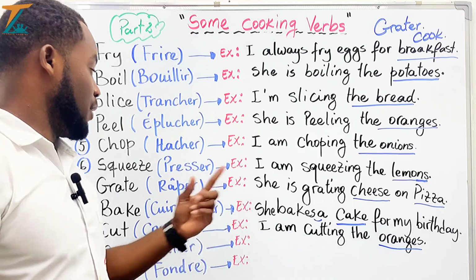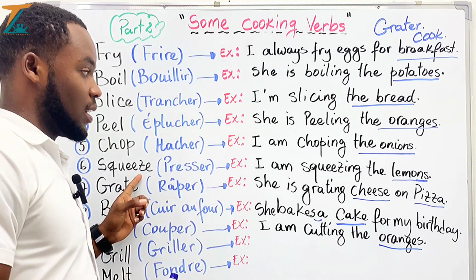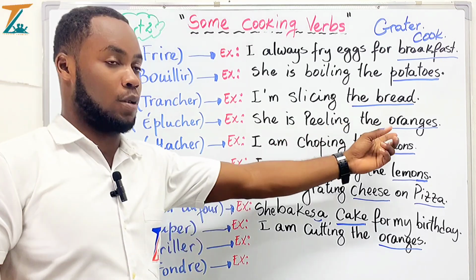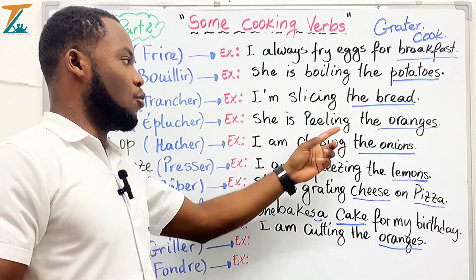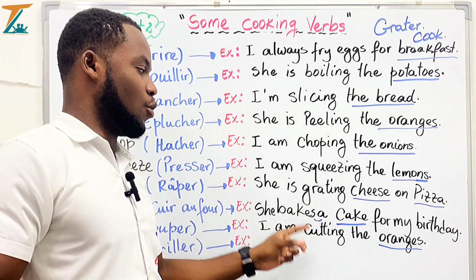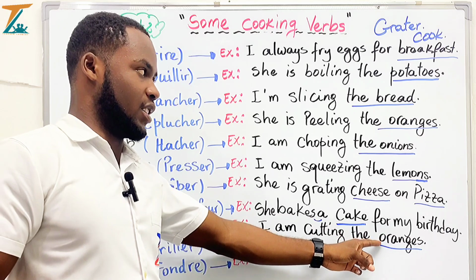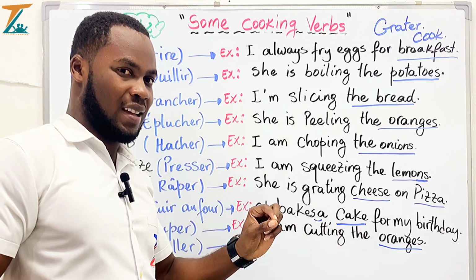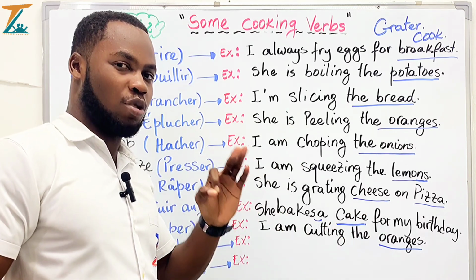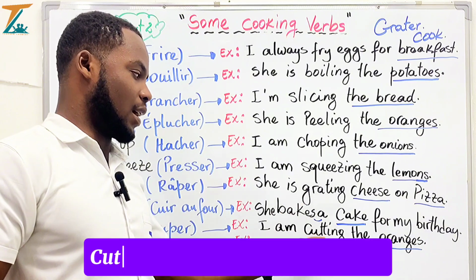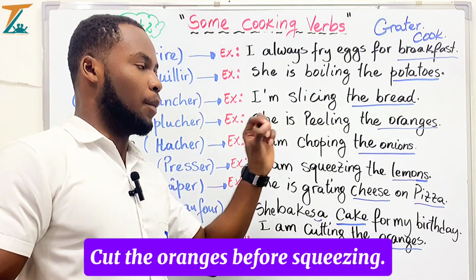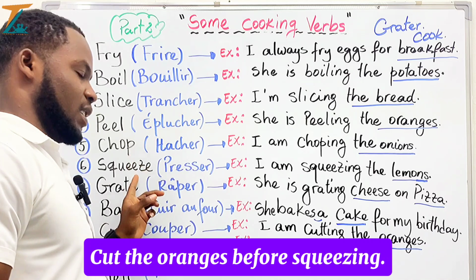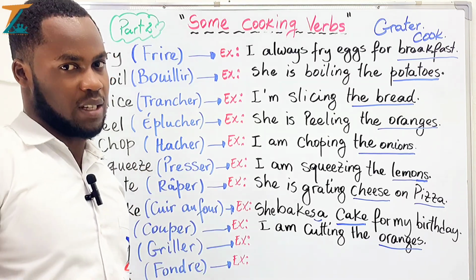Avant. Okay, before squeezing the oranges, I am cutting them. Cut the oranges before squeezing. Comment on dit couper les oranges avant de les presser? I say cut. We use this verb: cut the oranges before squeezing. Very easy to make sentences.